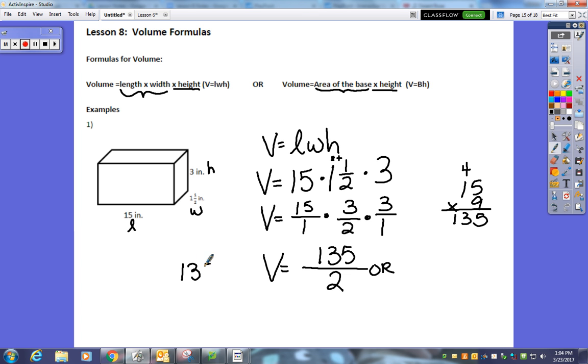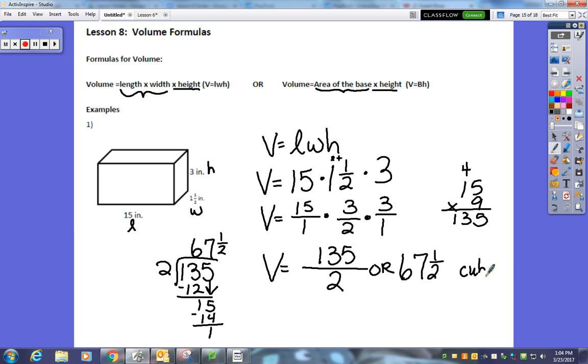by doing 135 divided by 2. 2 goes into 13 6 times with 1 left over. 2 goes into 15 7 times with 1 left over. So it becomes 67 and 1/2. And it's cubic inches whenever we're talking about volume, because it's talking, remember, about how many cubes of a certain size can fit inside the figure. So this would mean I could fit 67 and 1/2 cubic inches inside this figure.